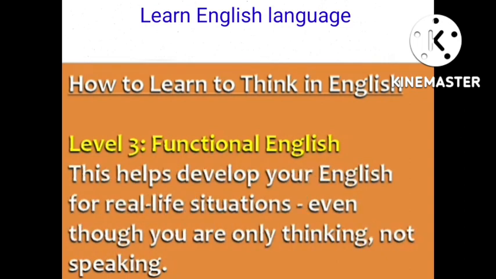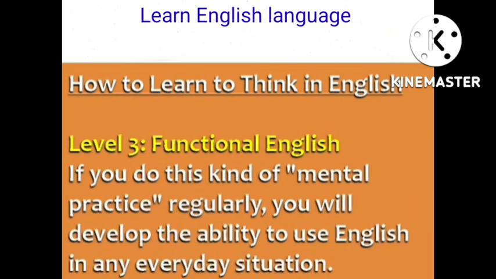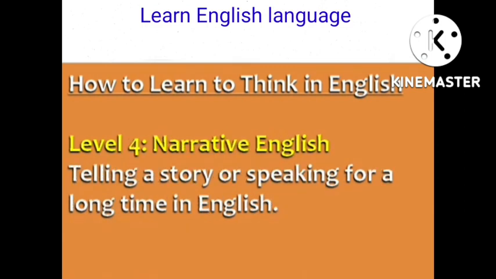This helps develop your English for real-life situations, even though you are only thinking and not speaking. If during this exercise you don't know how to say something, check your dictionary later. If you do this kind of mental practice regularly, you will develop the ability to use English in any everyday situation.